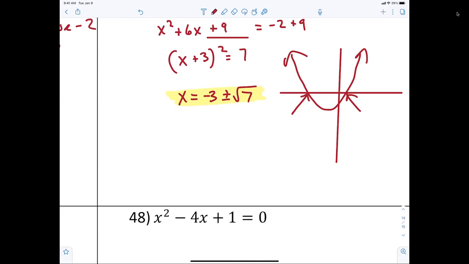What are we looking for? We're looking for the zeros, aren't we? Right? We're looking for the zeros. Which number is that? Number 2.